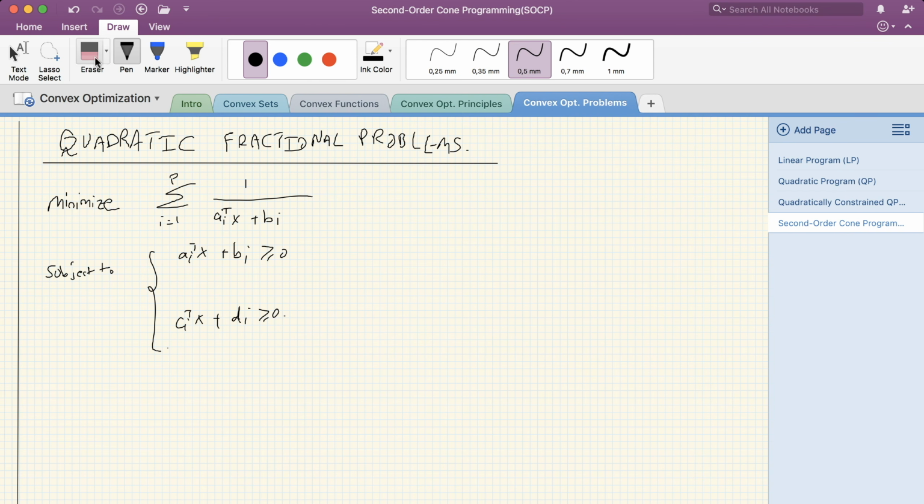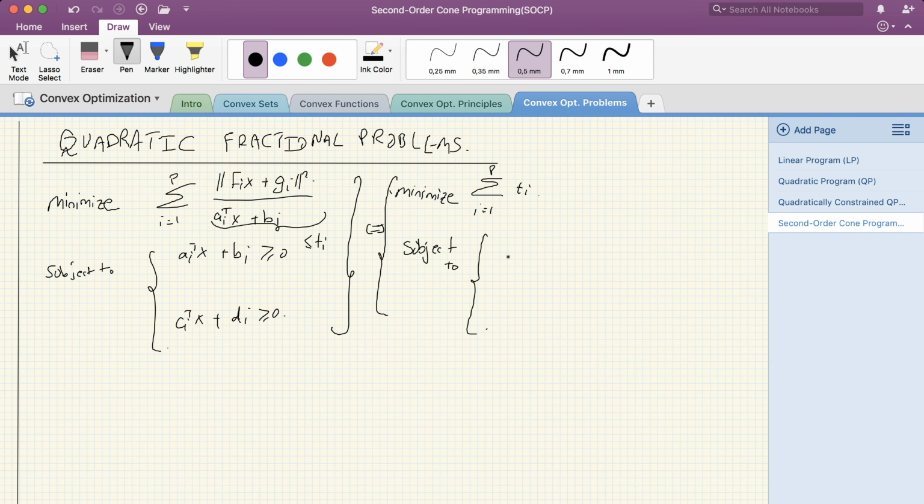So instead of this, I've got a quadratic term in the numerator, so (fi x + gi) squared. This problem, same as before, could be formulated as an SOCP. How? Just first bound this by ti, so this is the equivalent of minimizing the sum of ti's subject to, since each term of those is less than ti, then we are going to include it in the constraint.